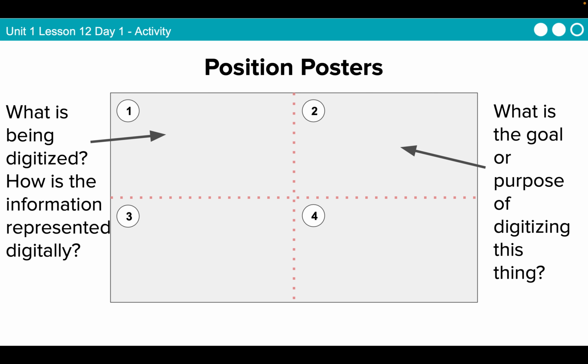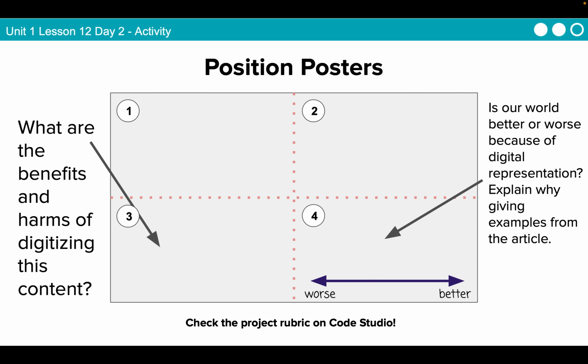In the top right corner, what is the goal or purpose of digitizing that thing? Why'd they do it? In the bottom left, what are the benefits and harms to various groups of people or the world or the environment, etc., of digitizing that thing?